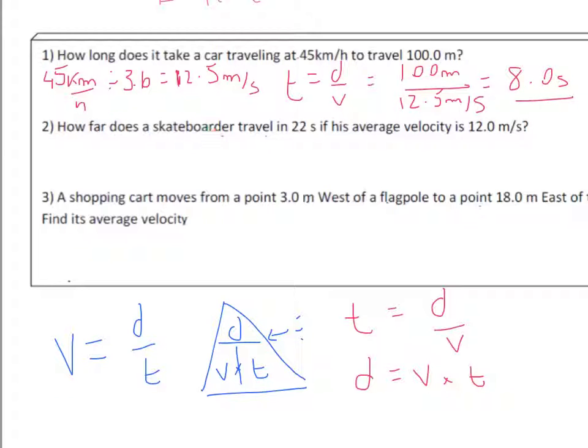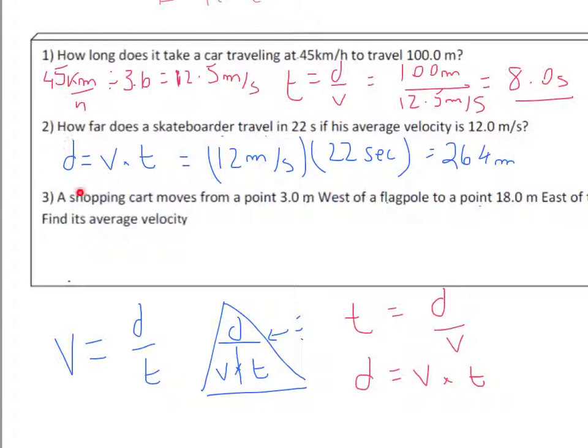How far does a skateboarder travel in 22 seconds if his average velocity is 12 meters per second? Okay, so we have time and we have velocity. We need to find the distance here. So we're going to be using this formula down here, d equals v times t. We have our v and we have our t. We don't have to convert any units because they're the same, seconds and seconds. And we get 264 meters.